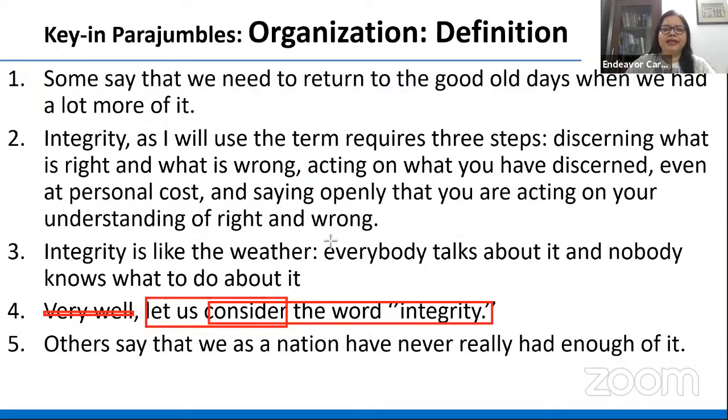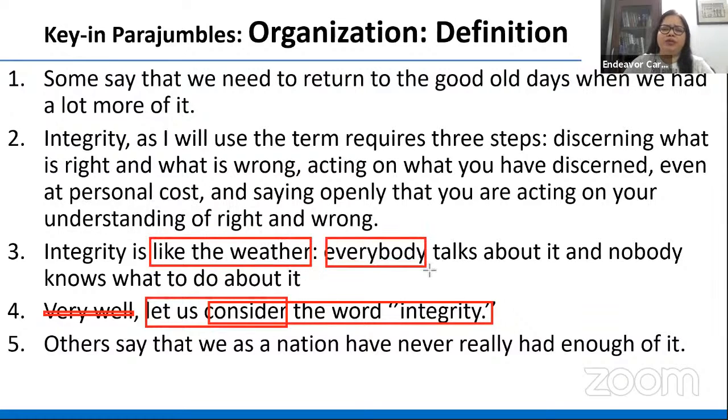But because he's defining the word integrity, if I ask you what is the purpose of the author here, his purpose is to define the word integrity. If he's setting out to define the word integrity, then that means he will give the highest importance to his definition of integrity. So when you look at the other sentences, what do they tell me? Integrity is like the weather.